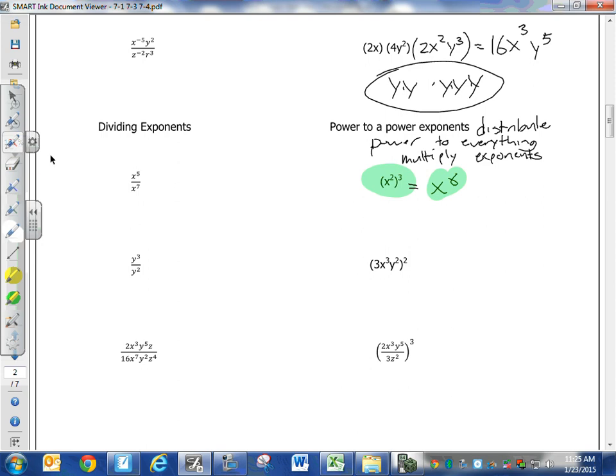9x to the 6th, y to the 4th is correct. Here is why. You are multiplying the exponents, right? You are not multiplying this exponent with this number. This is 3 squared. That's not 3 times 2. It's 3 times itself twice. It's x cubed times itself twice, x to the 6th. It's y squared times itself twice, y to the 4th.